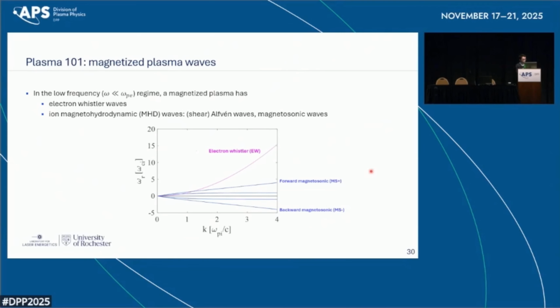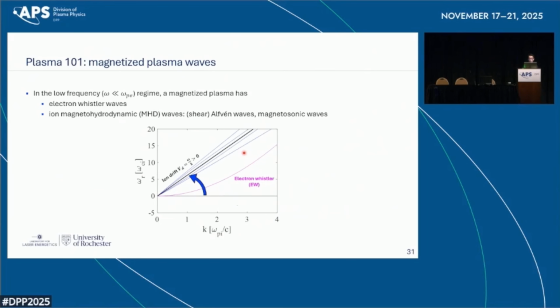So still we have this electron whistler wave here, and we have two magnetosonic waves, one forward, one backward, and we have two Alfvén waves, one forward, one backward. Okay, so what if we have a non-zero ion drift? So all these MHD waves will co-drift with this non-zero ion drift.